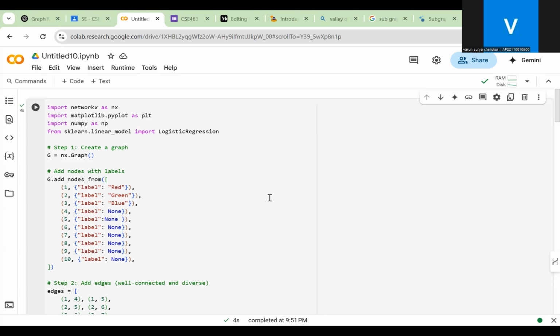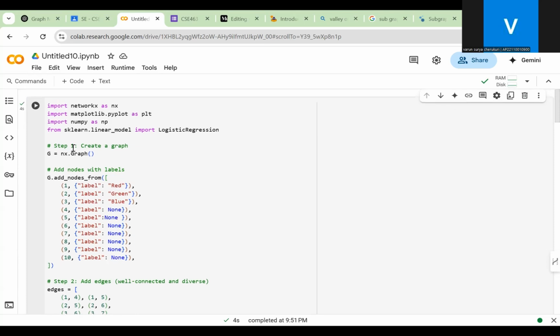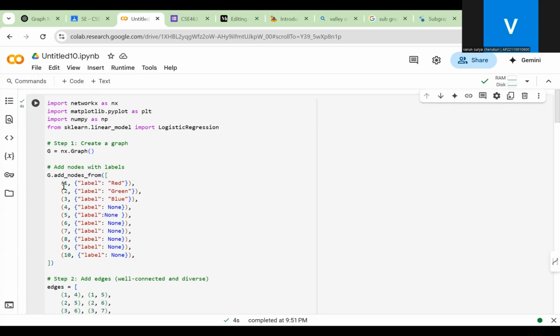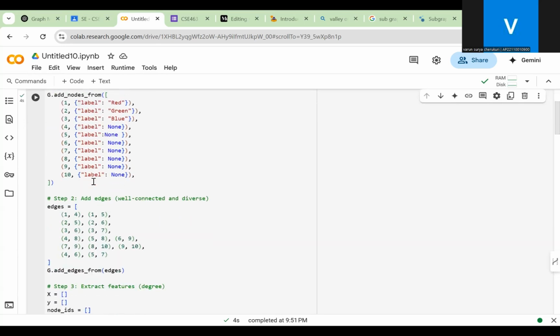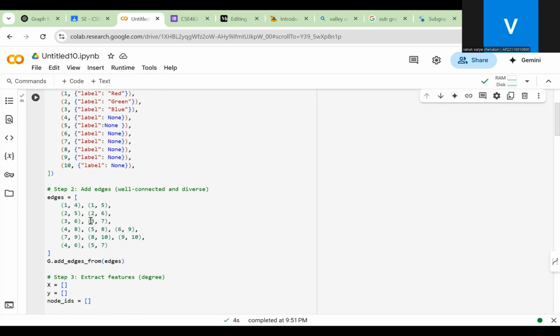Here is a small code snippet for node classification. In step one, we're gonna create a graph and add nodes to that graph. We also add edges to that graph in step two.